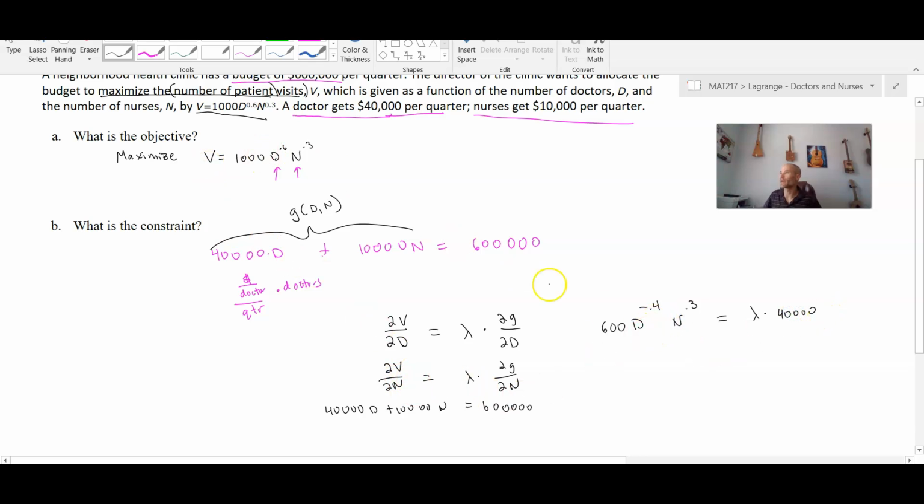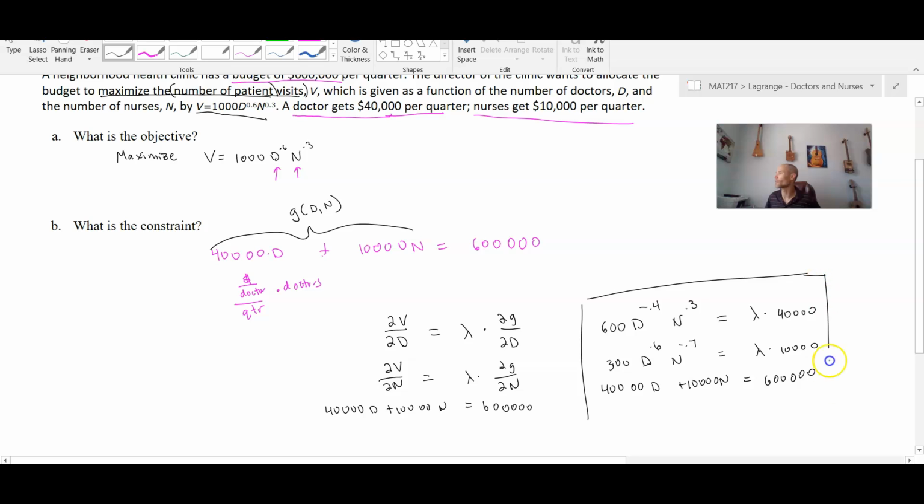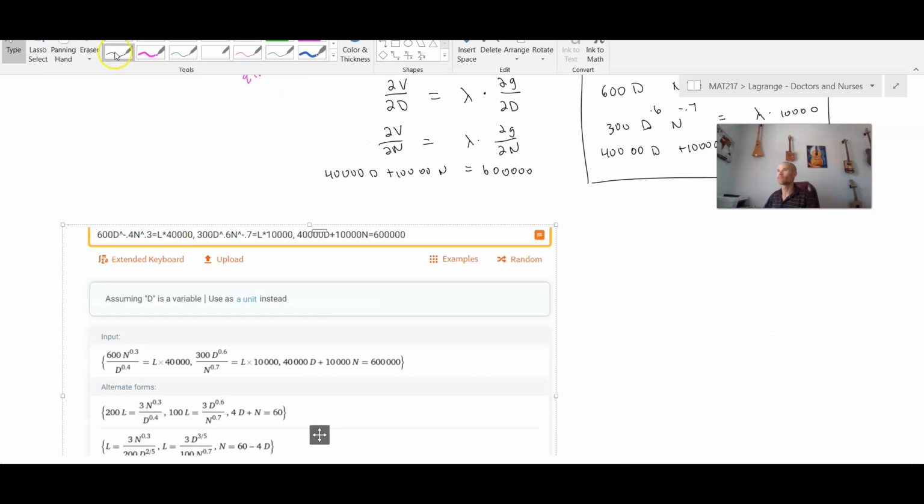The partial of v with respect to n in a similar way will give us 300 d to the 0.6 n to the negative 0.7 equals lambda times the partial of this with respect to n, which will be 10,000. And finally, right below that, our same constraint here. We need to make sure that 40,000 d plus 10,000 n is equal to the full budget. And now we're ready to solve this system. This will give us our optimal solution. And so let's go ahead and process that.